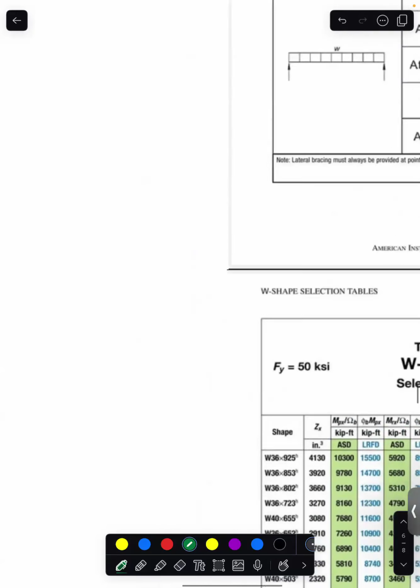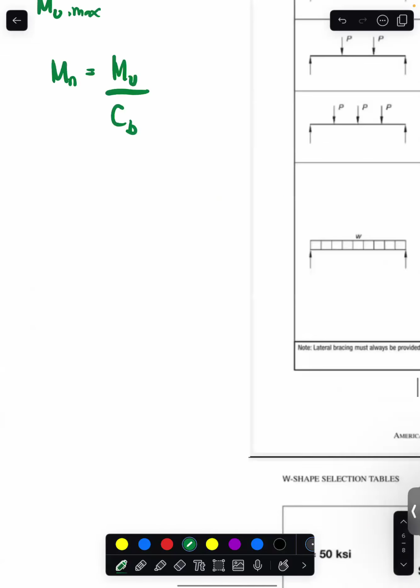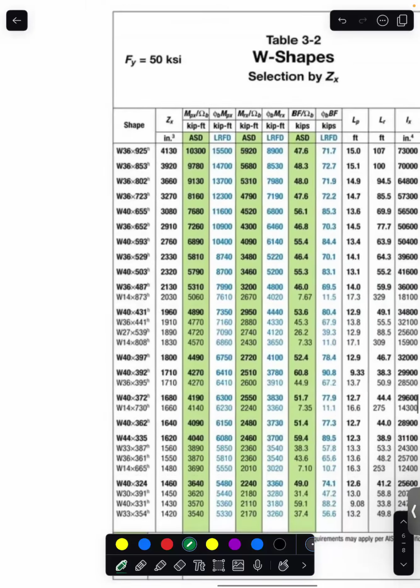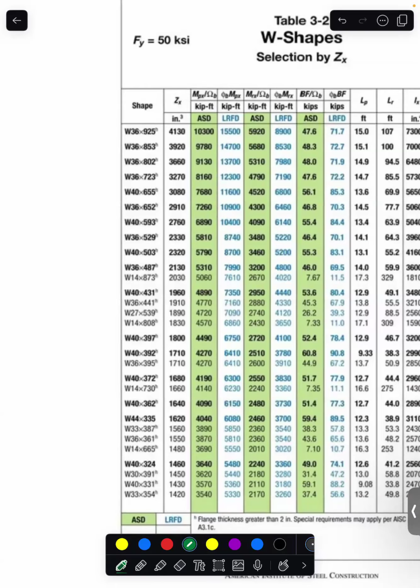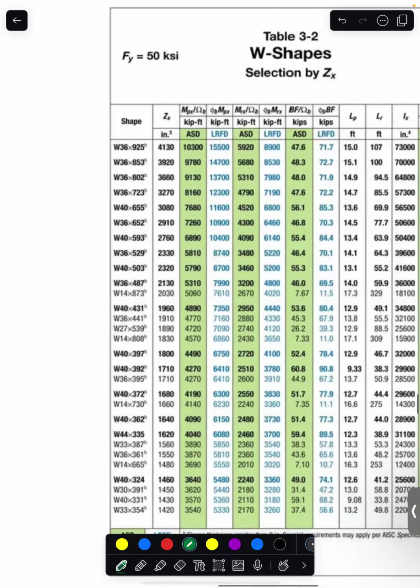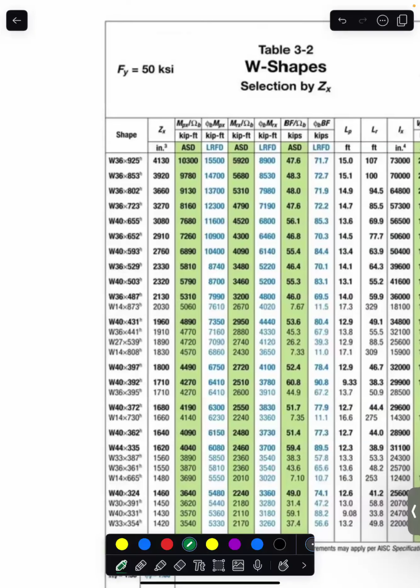So, meron kang table 3-2 on which, ganito yung pagkaka-sort niya. Meron kang Z sub X, halimbawa selection by Z sub X, pero at the same time, meron ka na ring plastic moment na capacity agad. So halimbawa granted na compact, yung L sub B is less than L sub P, ito na agad yung capacity na pwede mong makuha.